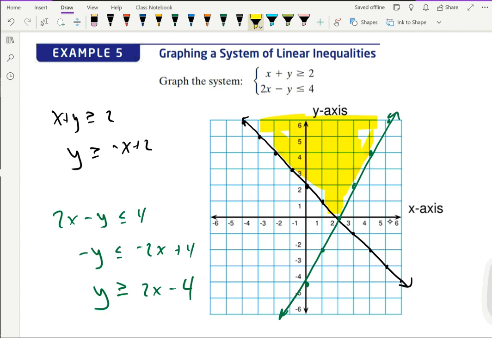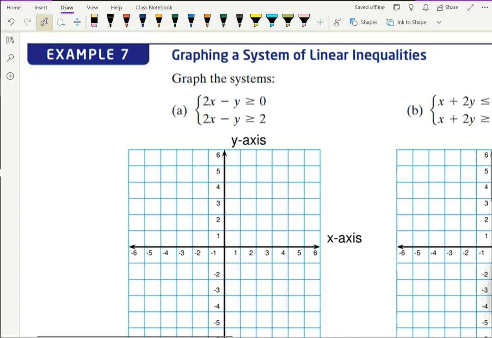Let's choose perhaps over here 5, 0. 5 plus 0 is bigger than or equal to 2, so that satisfies the first one. However, this would be 10 minus 0 is 10, and that is not less than or equal to 4, so I would not shade that region. Down over here, let's do 2, negative 3. So 2 plus -3 is -1, not bigger than or equal to 2, so I would not shade that. Okay, so that's what that would look like.